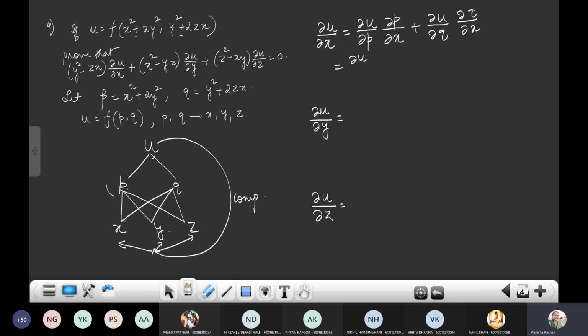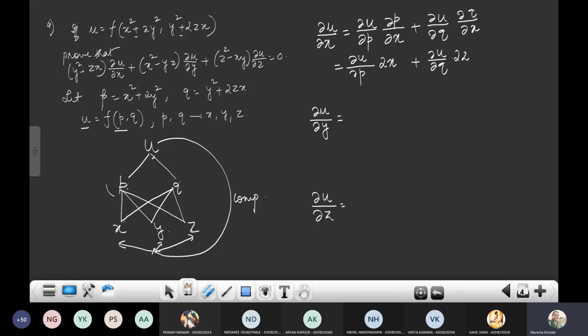So which is equal to now del u del p, because we have said u is a function of pq. But what is that function? We don't know. So therefore, we will keep it as del u del p. But del p del x, that we can find because we know p is equal to x square plus 2y square. So del p del x is equal to what? 2x plus del u del q. Same way, del u del q we don't know, so we will keep it as it is. And del q del x. So del q del x we will be getting as what? 2z. Right?